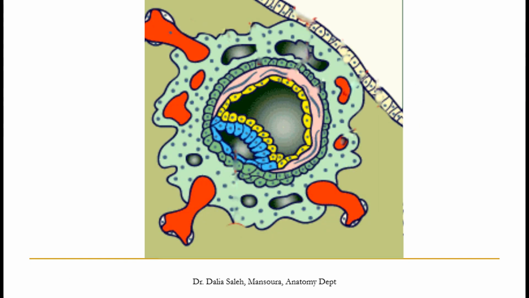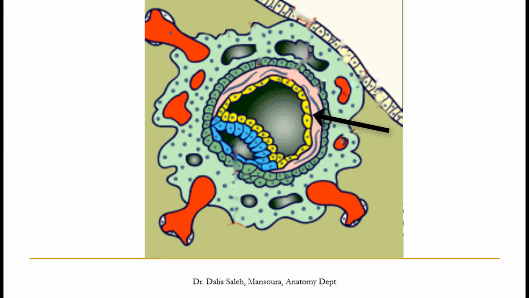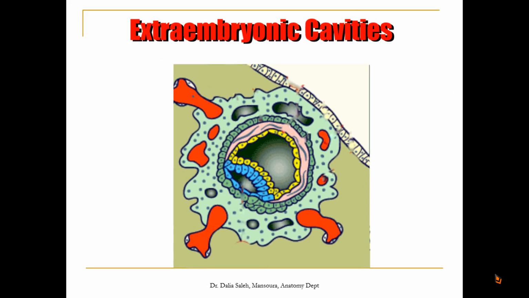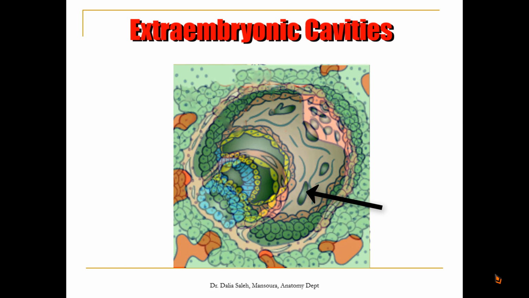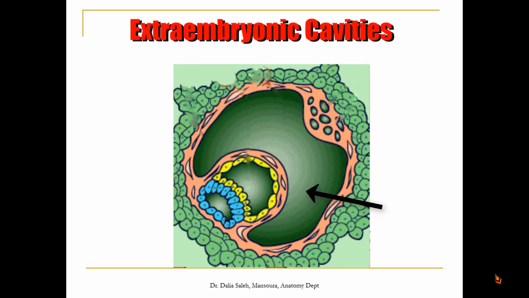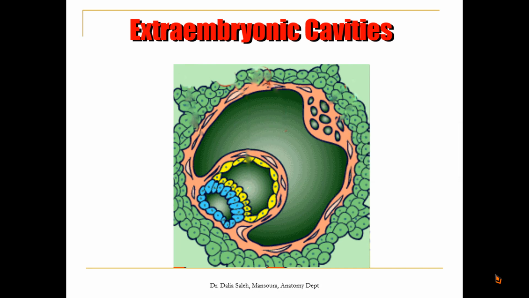In this stage, a layer of mesoderm develops between the trophoblast and the Heuser's membrane. It is called the extra-embryonic mesoderm. Since it lies outside the inner cell mass, it is called extra-embryonic mesoderm. Later on, cavities appear in the extra-embryonic mesoderm. These cavities will coalesce together and form a large cavity. This is the extra-embryonic coelom. And the extra-embryonic coelom will split the extra-embryonic mesoderm into two layers.